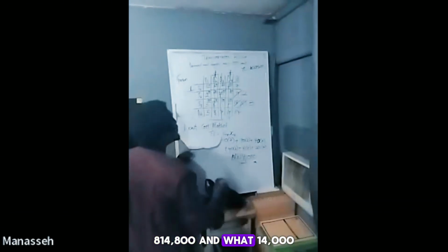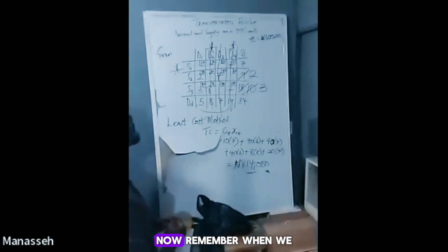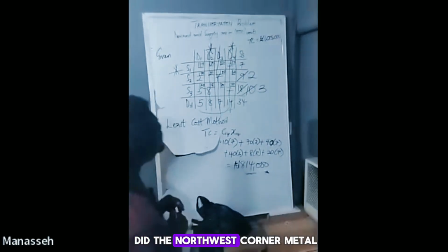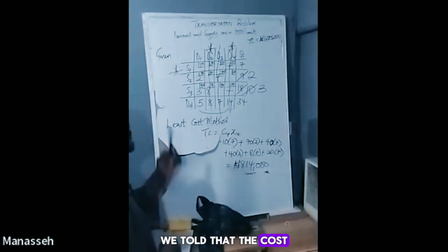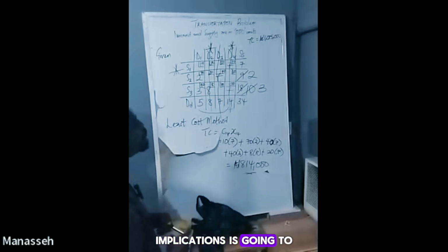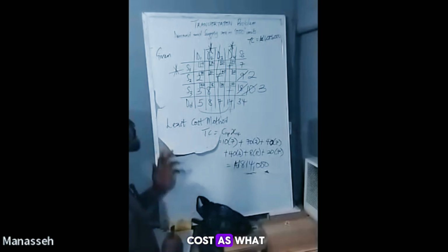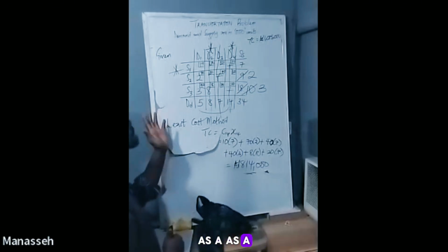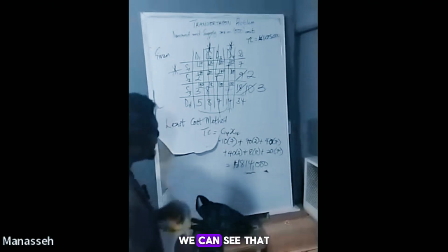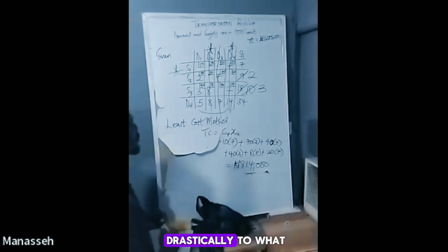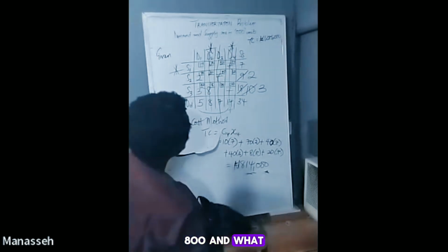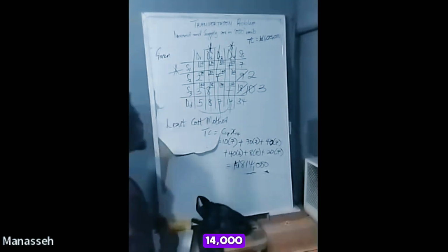814,000. 800 and 14,000. Now, remember when we did the northwest corner method, we were told that the cost implication is going to be 1,015,000. But now with the least cost method, using the cost as a factor to allocation, we can see that the cost has reduced drastically to 814,000.